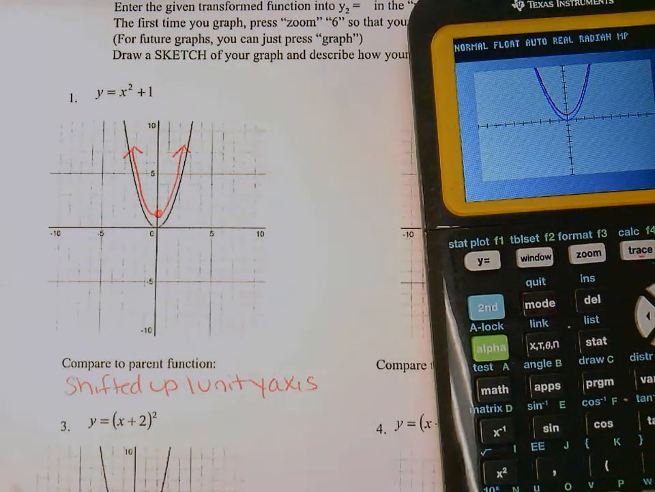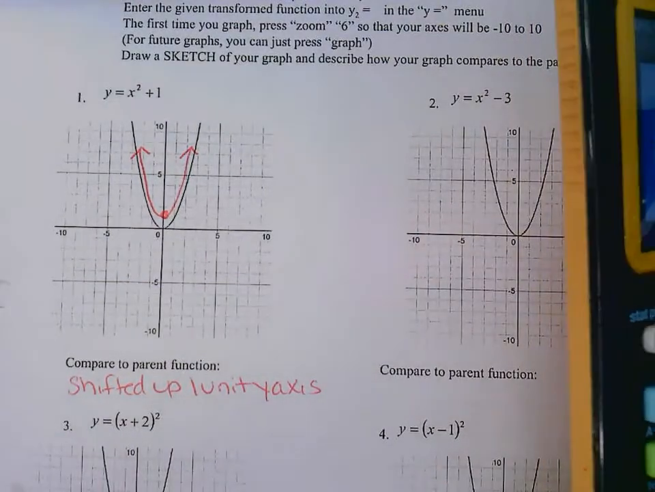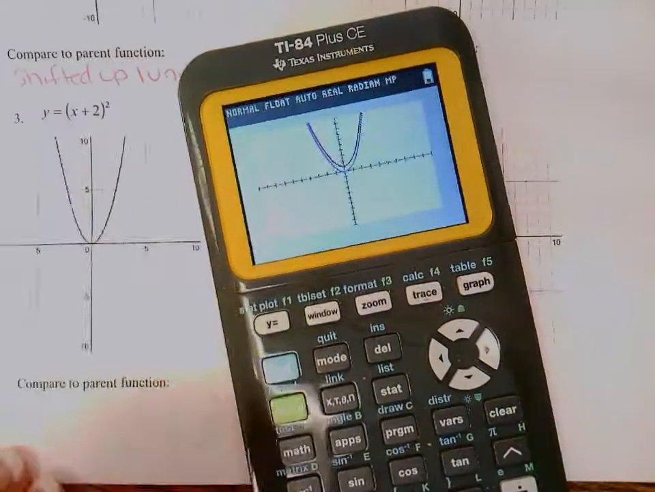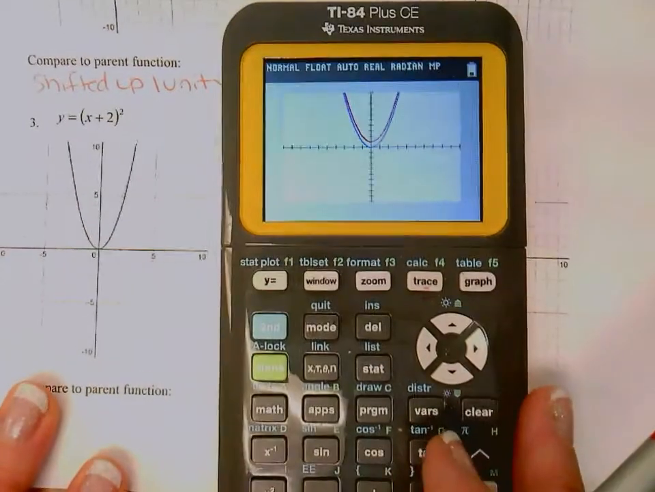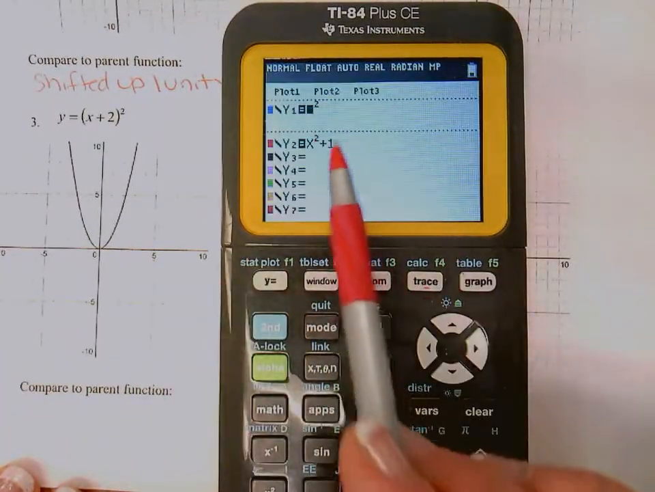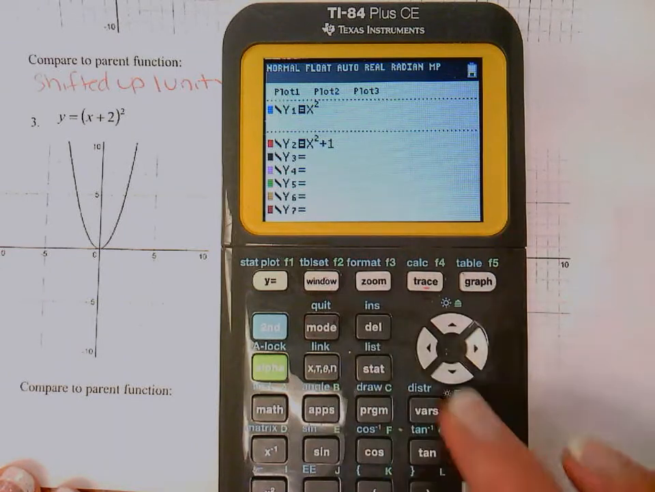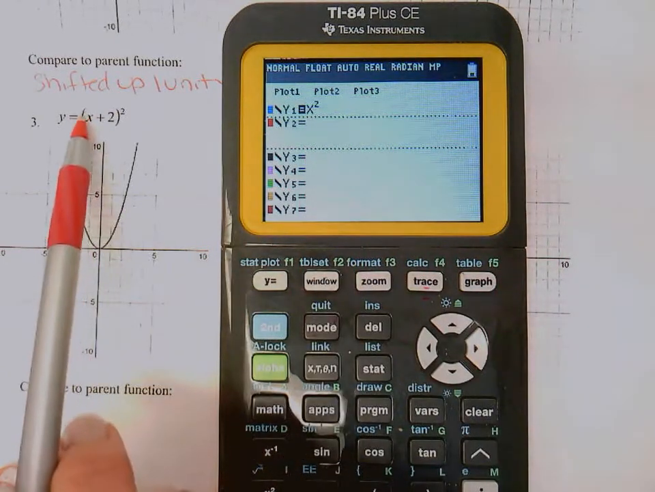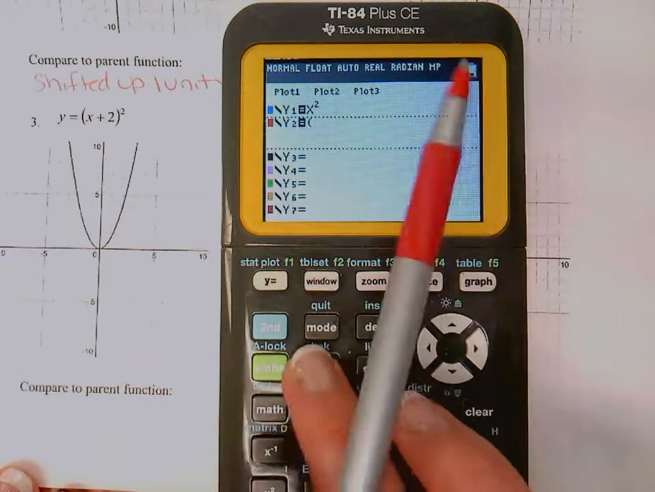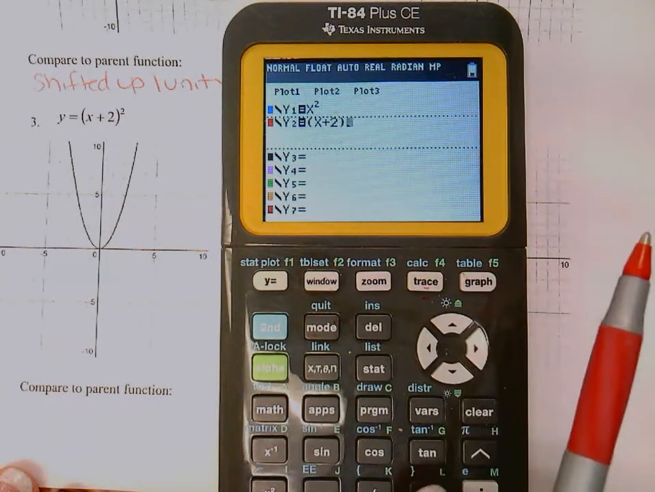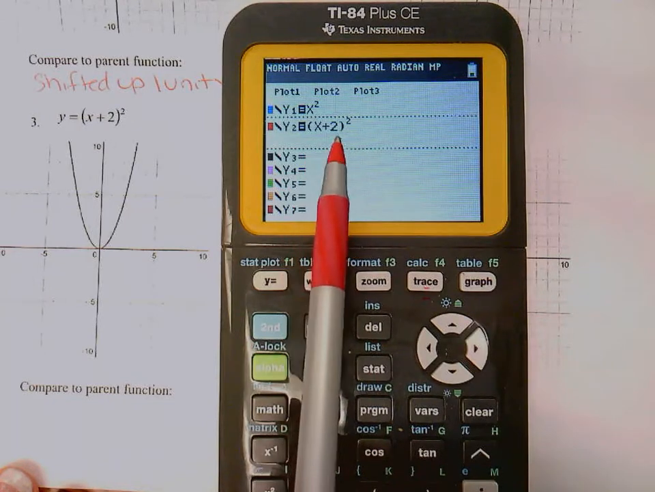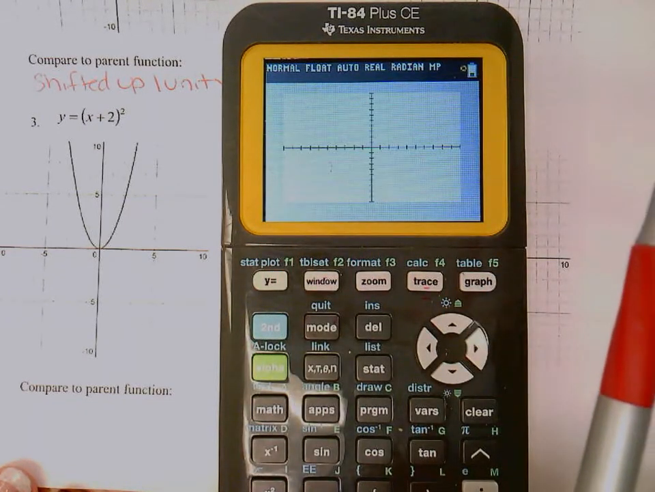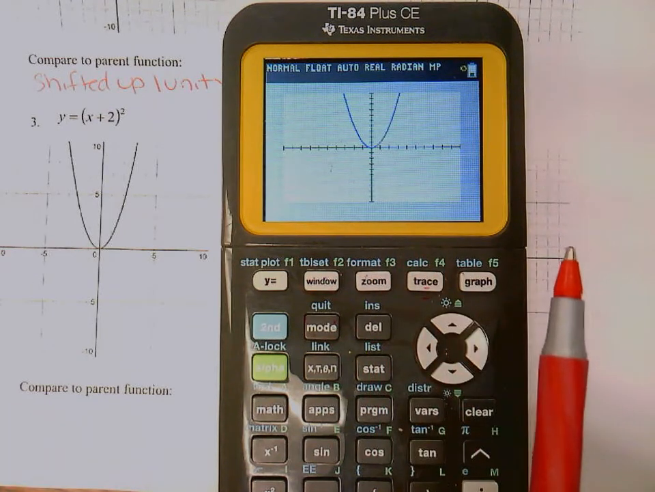Let's just do one more of those. And actually, I'm going to shift down to number 3 just to show you how to put it in with the parentheses. So I'm going to go back to my y equals menu, leave this in y1, clear this out of y2, and I'm going to type parentheses x plus 2 close parentheses squared in my y2 menu, and then I'm going to hit graph. You only have to hit zoom 6 the first time.